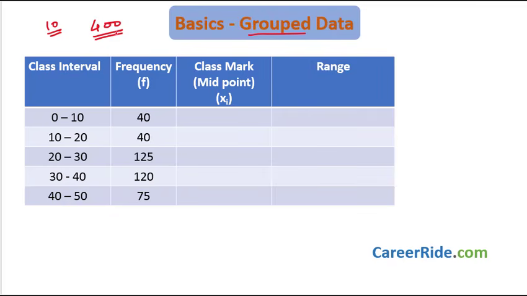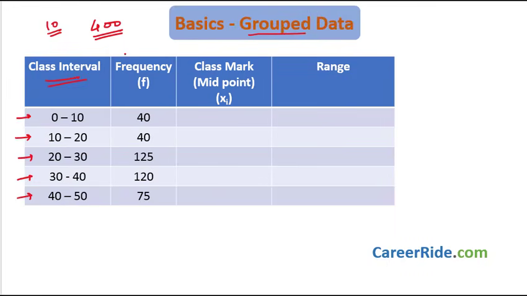So what do you try to do? You try to club the data. You try to get the similar type of items together, similar type of students together. So you try to get the students who have scored 0 to 10 marks together. Similarly, students who have scored 10 to 20 marks, you try to get them together. 20 to 30 marks, 30 to 40 marks and 40 to 50 marks. You try to get each type of students together. And what is this 0 to 10, 10 to 20, 20 to 30? This is nothing but class interval.